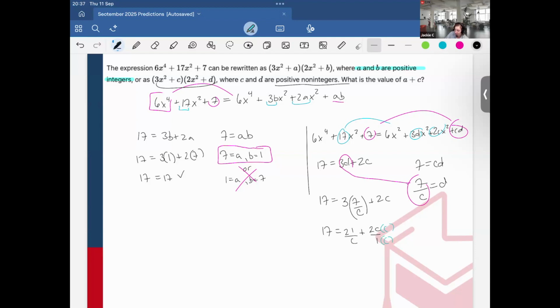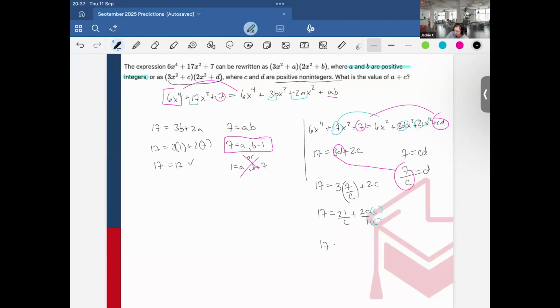Why? Because I want to get a common denominator. So then I would have 17 is equal to 21 over c, and then we would have plus 2c squared over c. Then I would go ahead and multiply each side by c. So then it becomes 17c is equal to 21 plus 2c squared, and then put everything in terms of zero. So we'd have 2c squared minus 17c plus 21 is equal to 0.